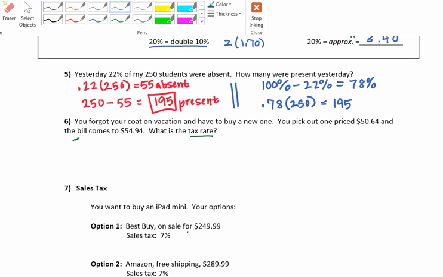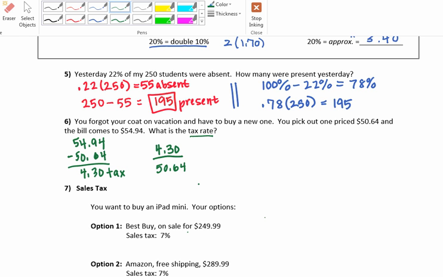Another thing you might start off thinking is, well, what if we figured out what the taxes actually were? So we paid $54.94, and the coat cost $50.64, which means that we paid $4.30 in tax. Now we could treat this just like the percent problem with the tip. If I want to know what $4.30 is as a percentage, I would divide that by my price. Now which price? I've got two. Always pick the original price. $4.30 is what percent of our original purchase price, which is $50.64.